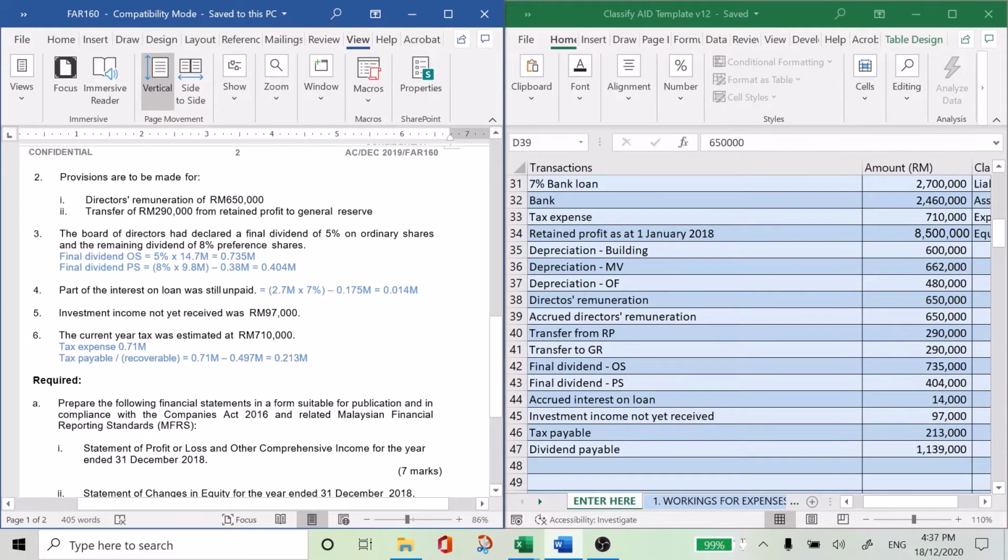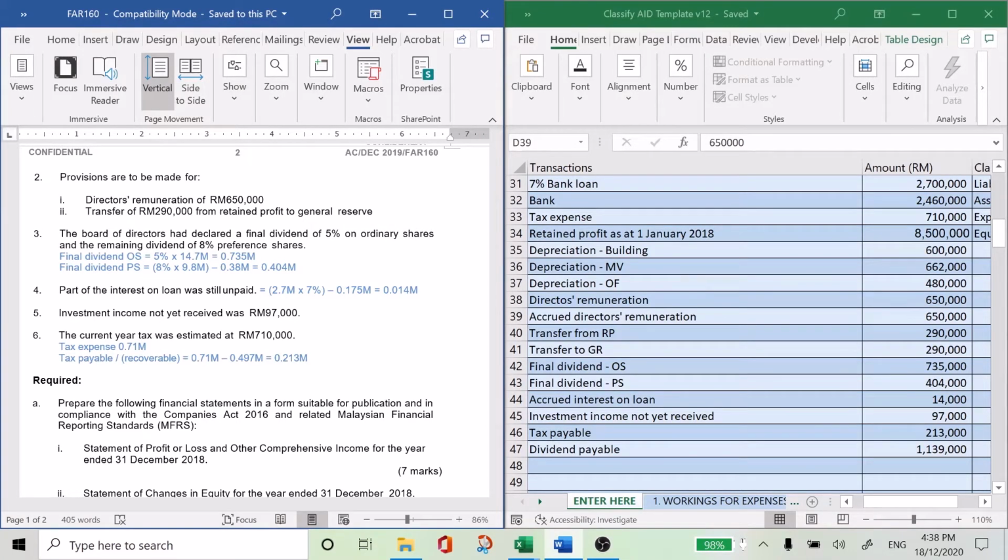Okay, next, number 3 is related to the declaration of final dividends. There are 2 final dividends declared by this company. The first one is for ordinary shares and the other one is for preference shares. When the company declares dividend for ordinary shares, there is no limit on the amount of dividend received by ordinary shareholders compared to preference shares. For preference shares, the amount of dividend is limited.